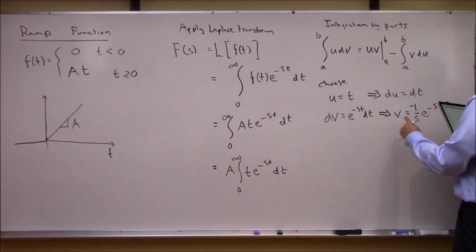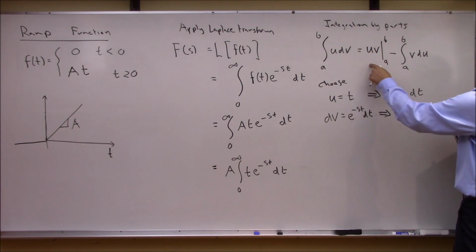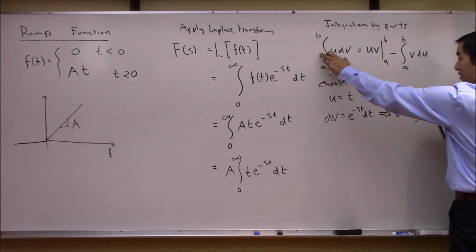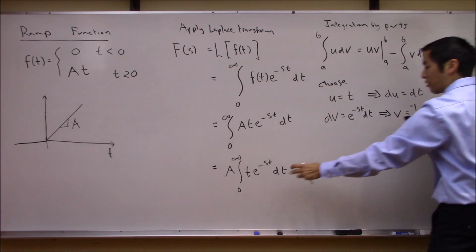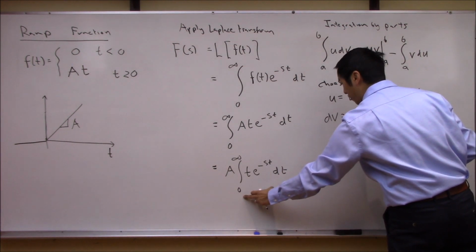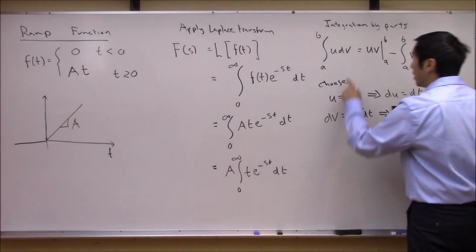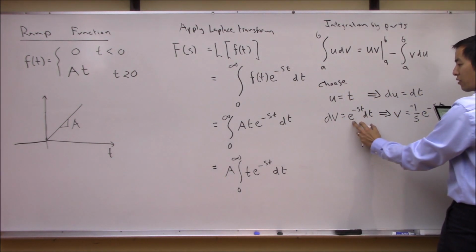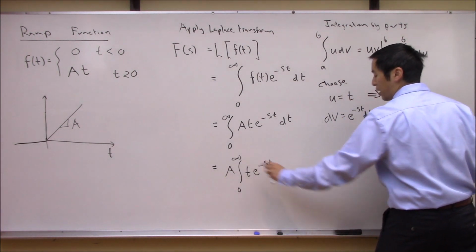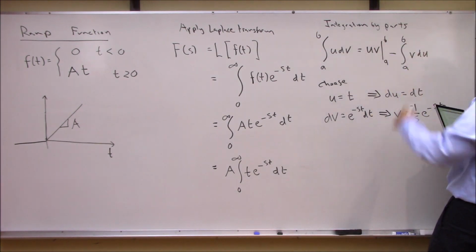Now just plug all of these into our integration by parts, because we see that this left side is exactly the integral that we have here. In this case, u is t, dv is the rest of it, and a is 0 and b is infinity. Great. Just plug it into our expression.